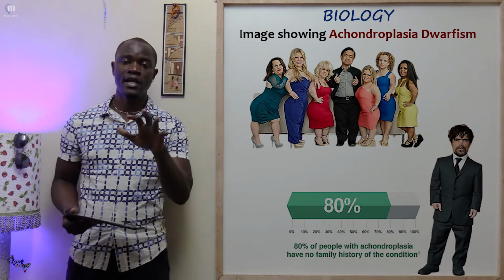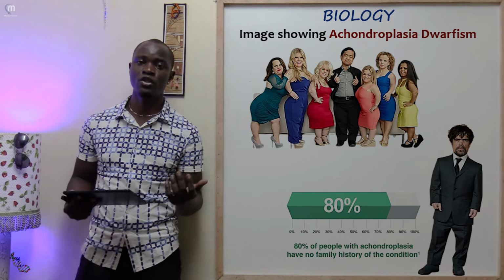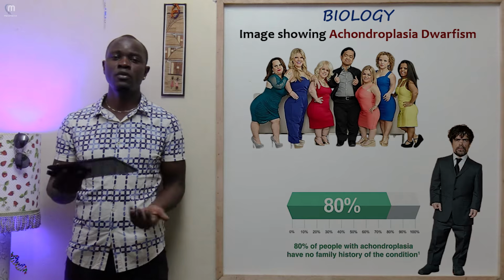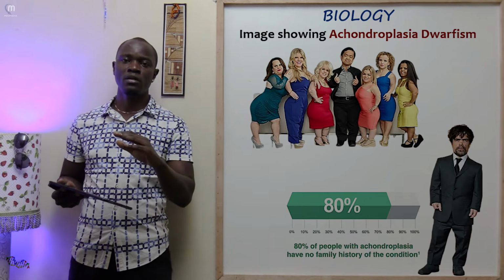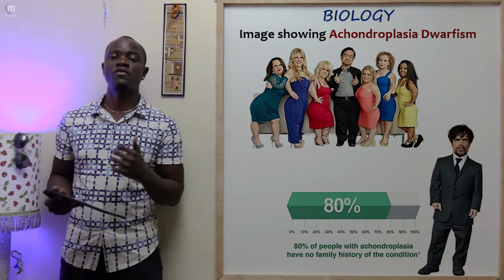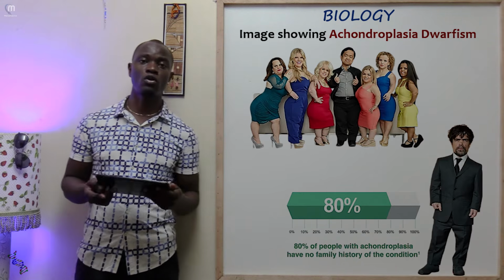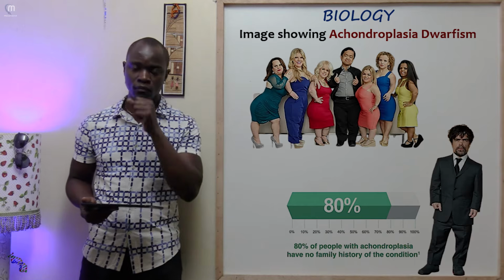Remember, height, we talked about it, it's continuous variation. For this continuous variation, some can reach me here, some can reach me here. It doesn't have a clear cutoff. So they can be short. This condition is called achondroplasia, as you can see. It's called achondroplasia dwarfism.